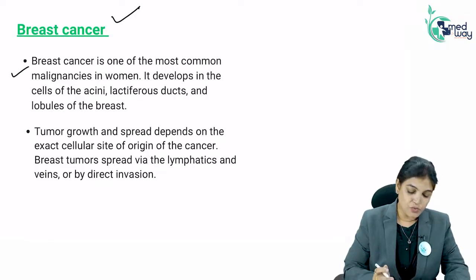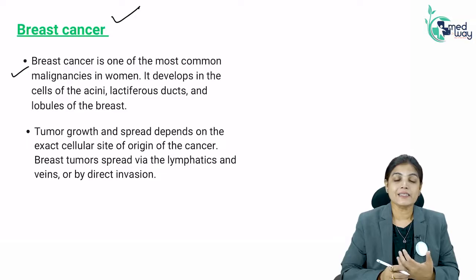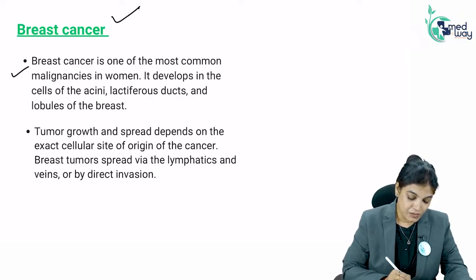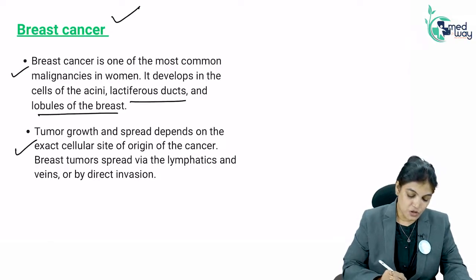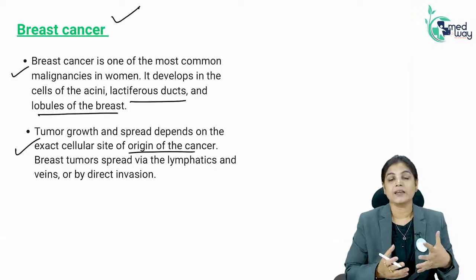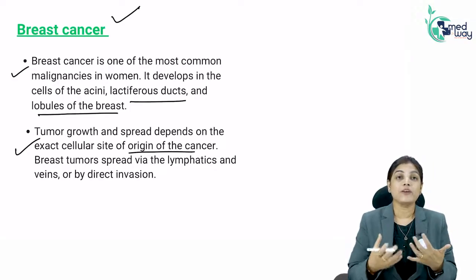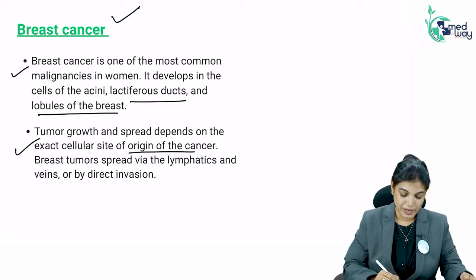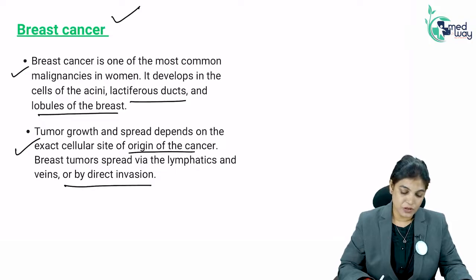Breast cancer is an important and common malignancy seen in women. It develops in the cells of the skin, and also in lobules and lactiferous ducts. It is important to know the origin of cancers and their spread. The spread of metastatic cells and cancer cells happens through the lymphatics and the veins, or by direct invasion also.